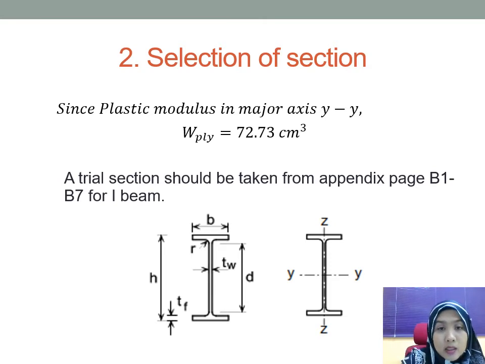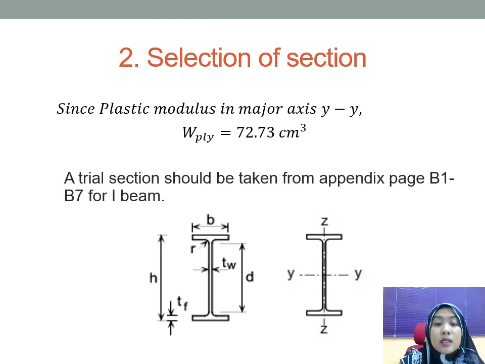Your appendix, the last page, we have the appendix page B1 until B7 for I-beam. So we can choose the trial section based on the appendix given at the back of your steel beam design. Okay, so please refer to B1 to B7, the section for beam.